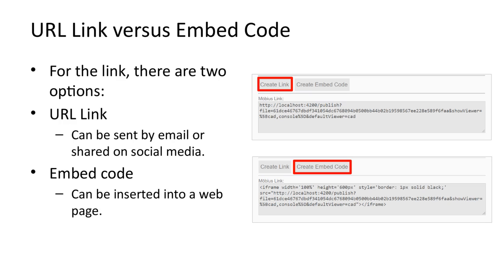Next, when creating the link, there are two options. The first option is to generate a URL link that can be shared by email or social media with others. The second option is to generate an embed code. This embed code consists of a small snippet of HTML. The snippet can then be embedded inside a website or blog page. Next, we will look at an example of how Möbius can be embedded in a website.